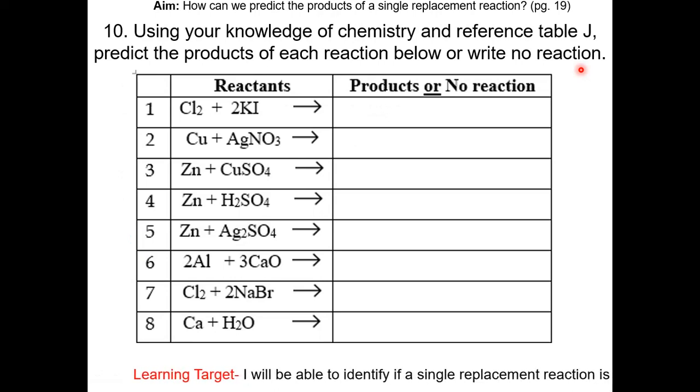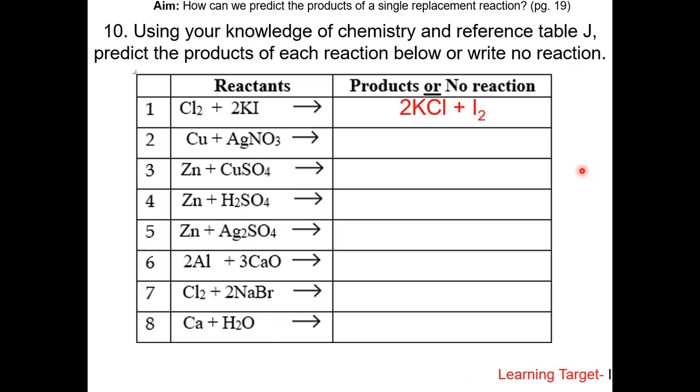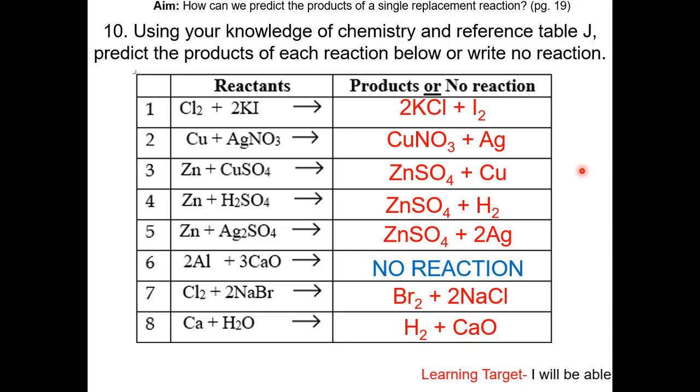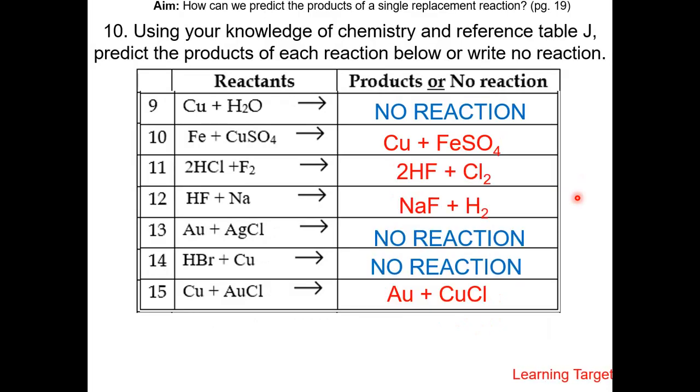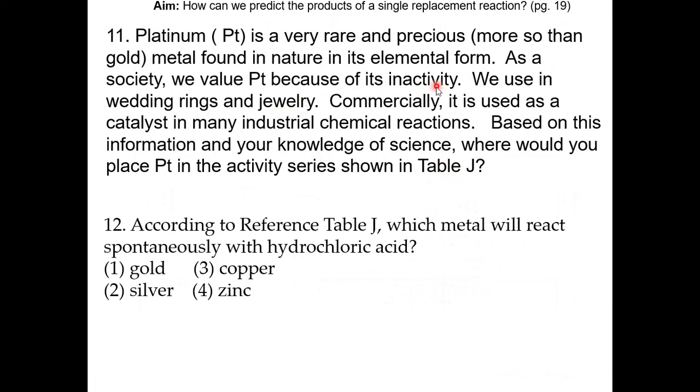For question 10, I want you to complete the table using reference table J, predict the products of each reaction, or write no reaction if it's not spontaneous. Pause the video and resume once you want to see the answers. So here are the answers. Number 11, read the following paragraph. Based on this information and your knowledge of science, where will you place platinum in the activity series shown on table J? You'll place it on the bottom because platinum is inactive, so you're expecting less reactivity, so it should be on the bottom of table J.